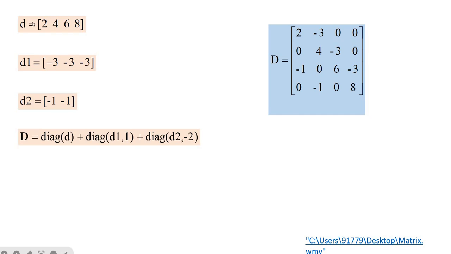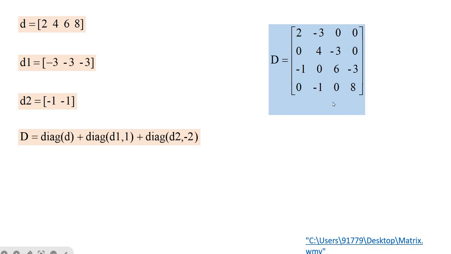We'll get it like this. What I have given, my diagonal element should be this, that is diagonal of D. So 2 4 6 8, I'm getting that. Next, the first upper diagonal elements must be minus 3 minus 3 minus 3. So diagonal of D1 comma 1. So we are getting minus 3 minus 3 minus 3. This is the first upper diagonal elements. This is the second lower diagonal elements which we have not specified, so it is displaying it as 0 0 0. But we have specified what must be our second lower diagonal elements, that is minus 1 and minus 1.